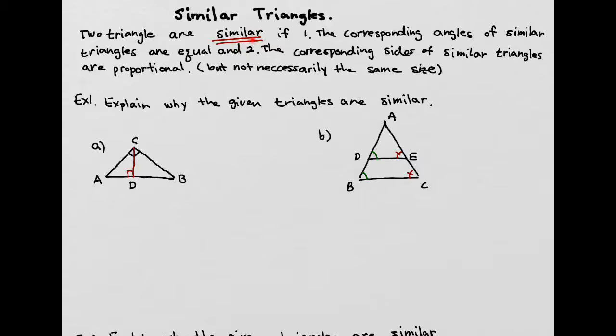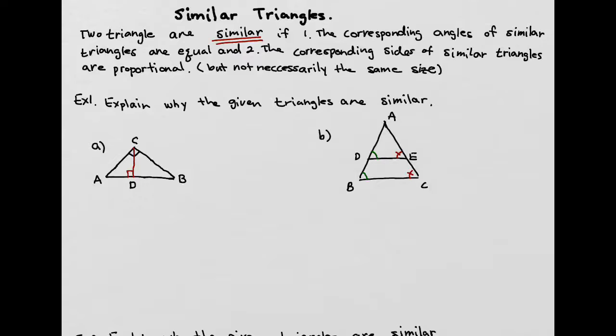The most important thing for similar triangles is that your angles have to be equal. The sides themselves don't have to be equal, or necessarily the same size, but the first rule right here says the angles have to be equal, right? And also corresponding sides will be proportional. So let's look at that.